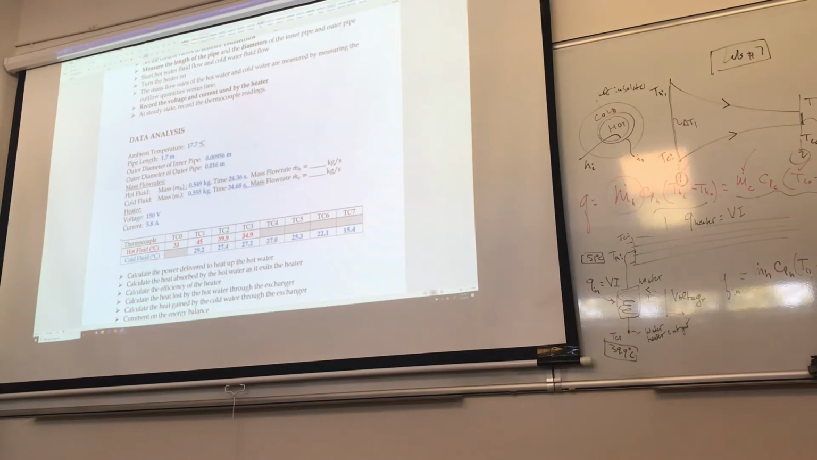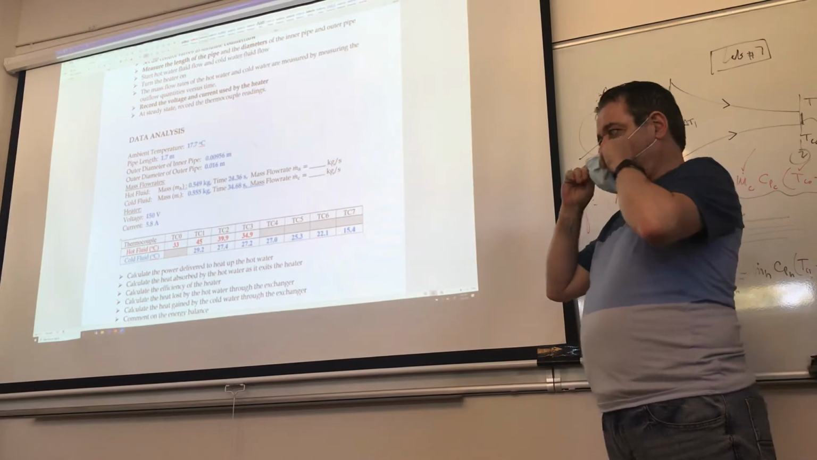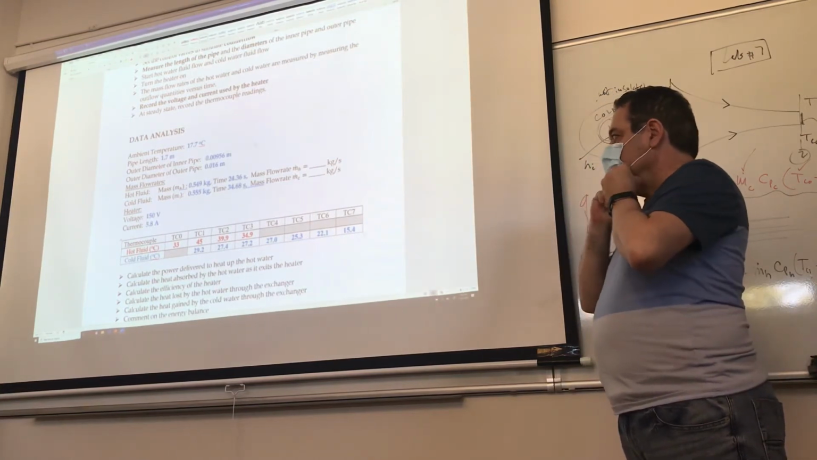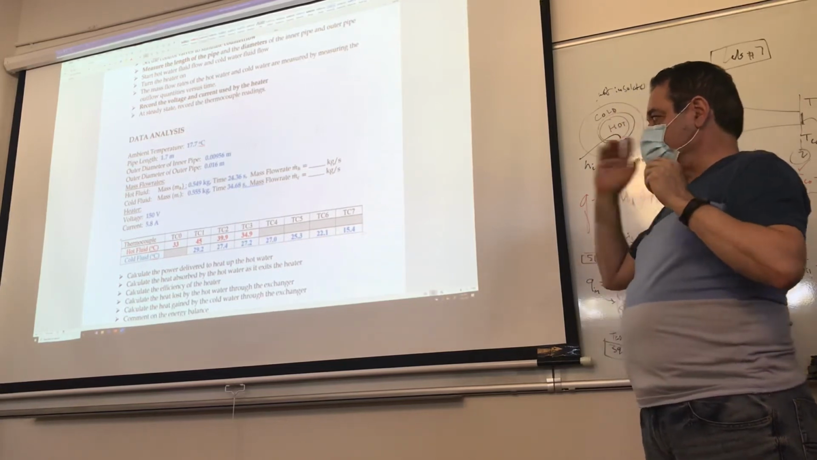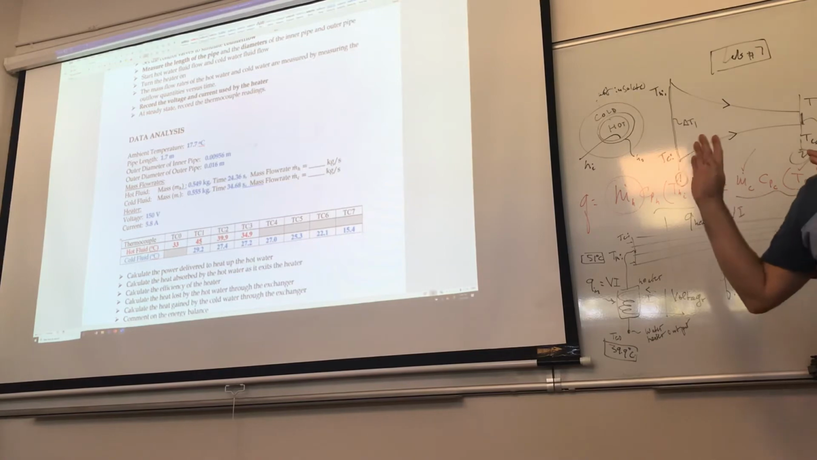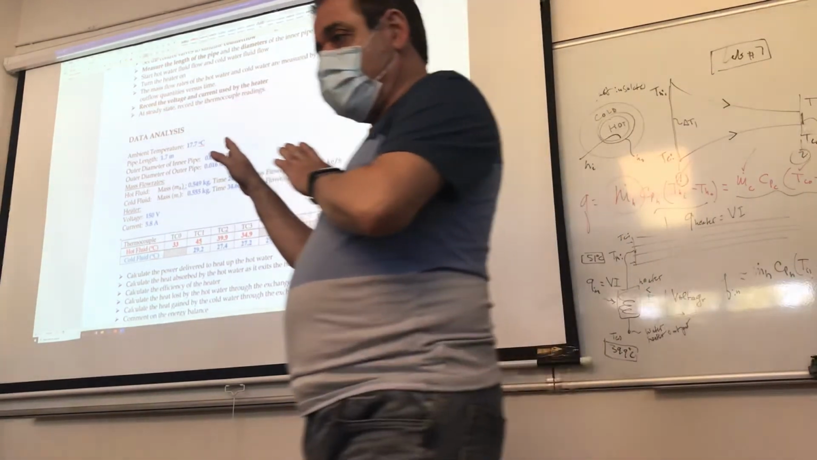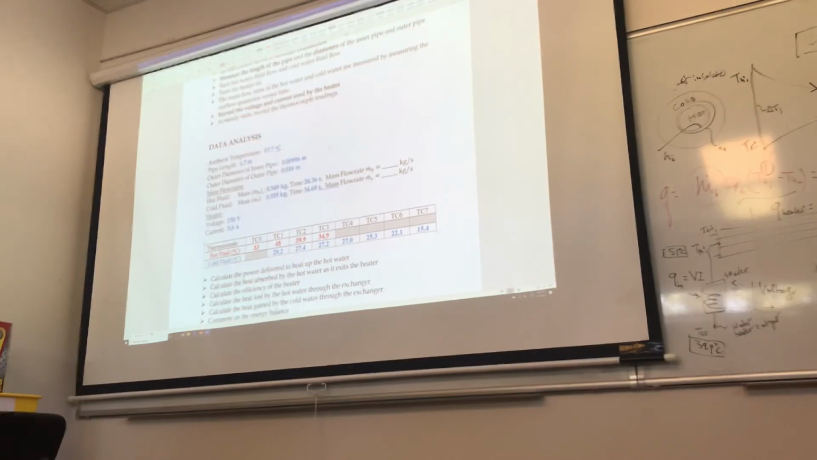And the questions are exactly the same as the other one. Find the power delivered by the hot water, which is simply V times I. And then from there, calculate the heat absorbed by the hot water as it exits, and then the efficiency and the rest. So that's what these experiments are. We're going to use this data. What we need to do now is just step into here to see how that is working, in case you have any questions, and then we call it a day.